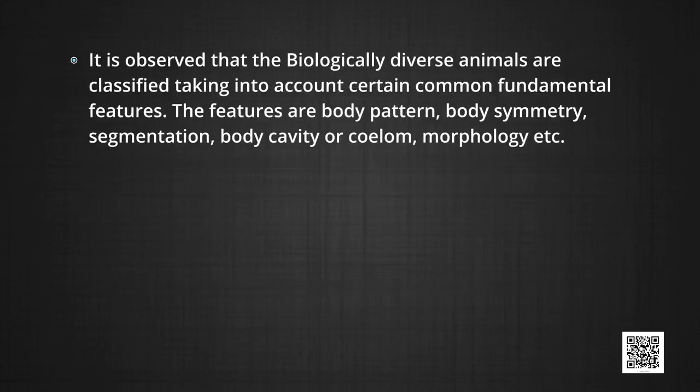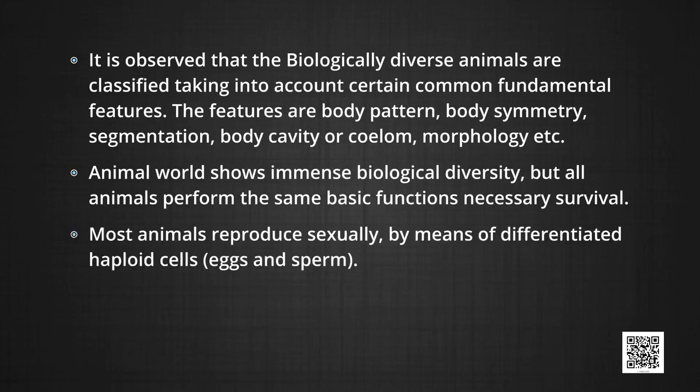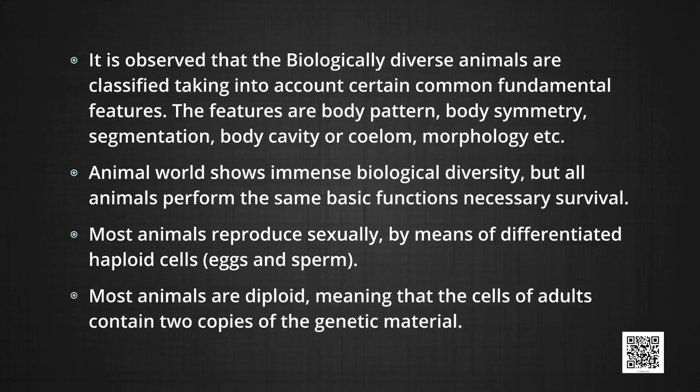It is observed that the biologically diverse animals are classified taking into account certain common fundamental features. The features are body pattern, body symmetry, body segmentation, body cavity or coelom, morphology, etc. The animal world shows immense biological diversity, but all animals perform the same basic functions necessary for survival. Most animals reproduce sexually by means of differentiated haploid cells, eggs and sperms. Most animals are diploid, meaning that the cells of adults contain 2 copies of genetic material. Sexual reproduction occurs by gamete formation in specialized organs called gonads.